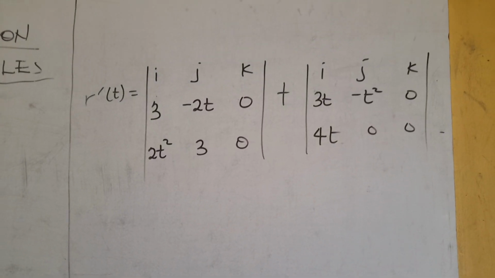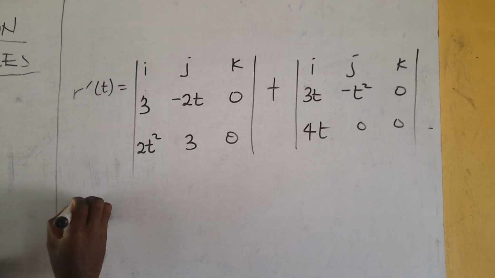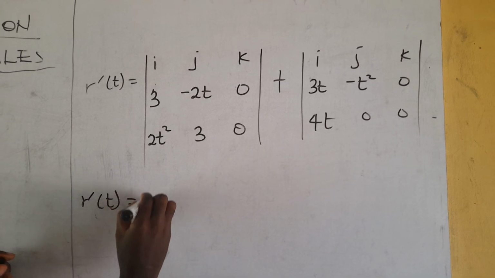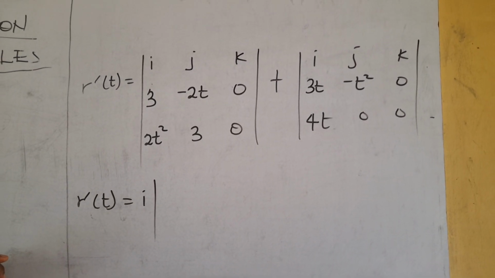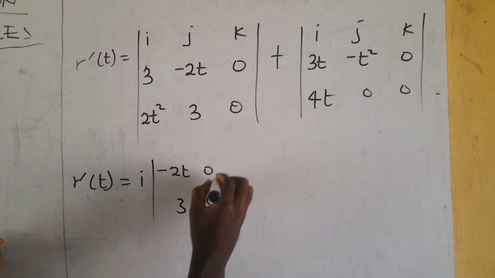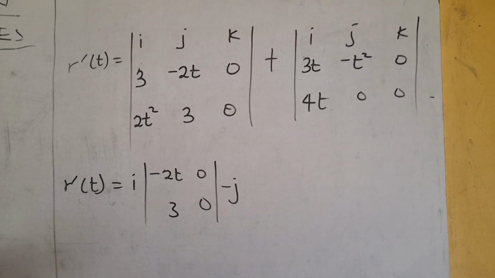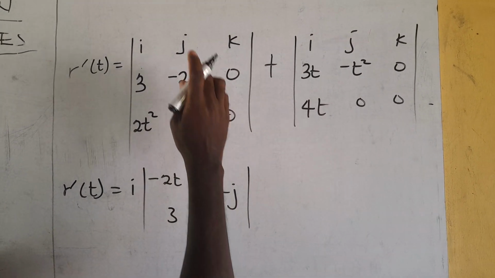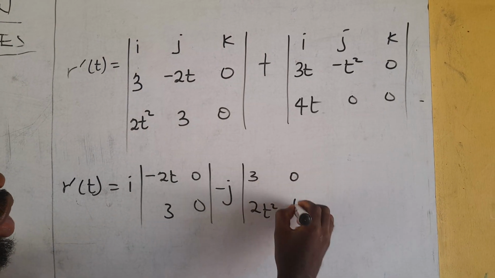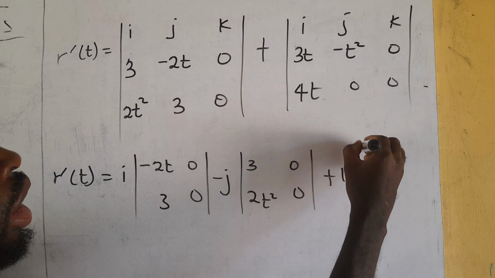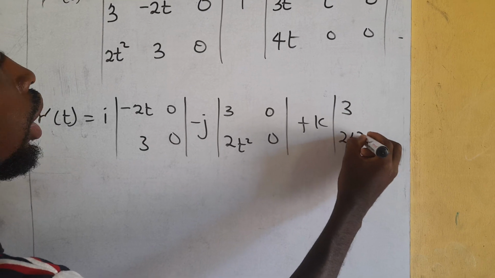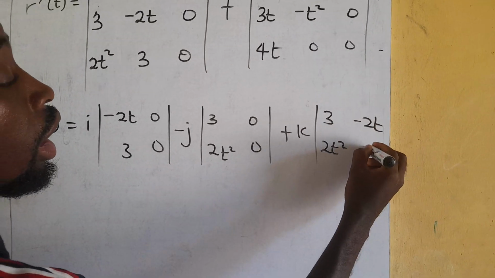So in finding the determinant of a 3 by 3 matrix, remember we said that it will be the i, then the determinant of what is not under the i. And what is not under the i is negative 2t, 3, 0, 0. Then minus j, the determinant of what is not under the j. And what is not under the j here is 2t squared, then 0, 0. Then plus k, the determinant of what is not under the k. And that's 2t squared, negative 2t, and 3.